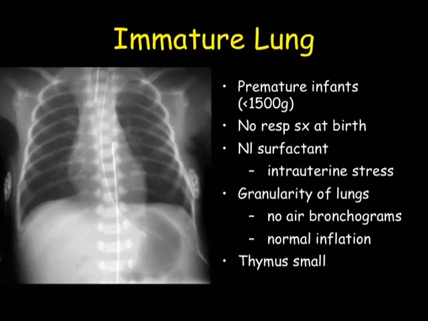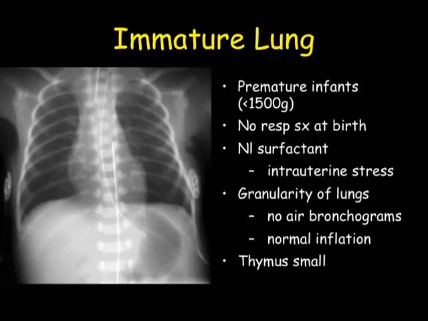Because they've been stressed in utero, their thymus has involuted, so it's not a prominent part of the mediastinum. And they are usually breathing just fine. Their lungs are slightly more granular than an adult lung, just because they don't have as many alveoli per cubic millimeter as adults do.